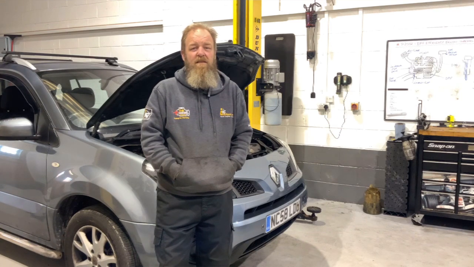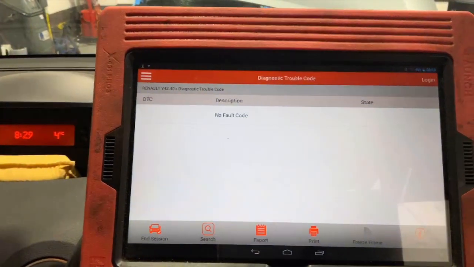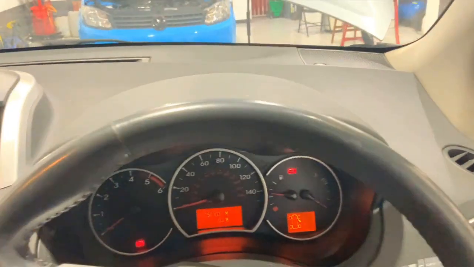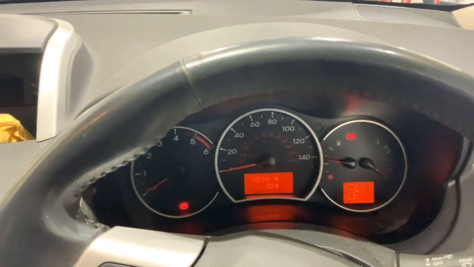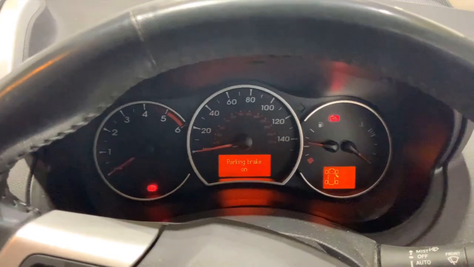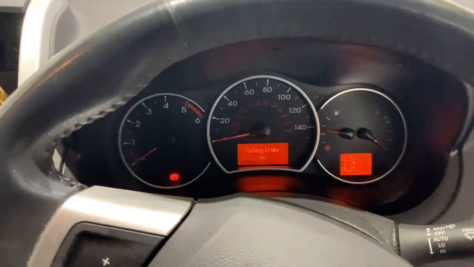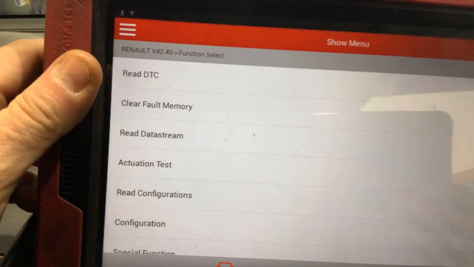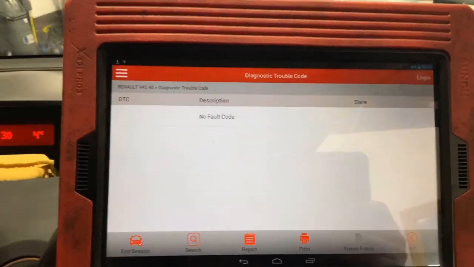So first of all, let's get the diagnostic tool on it and see if there's any fault stored. So here we are, we're in the vehicle. Read the DTCs, as you can see, no fault stored. So I'm just going to prove this fault to you. As you can see, no warning lights come on the dashboard. Apparently the car just cut out on the road. So after that, still no fault stored.